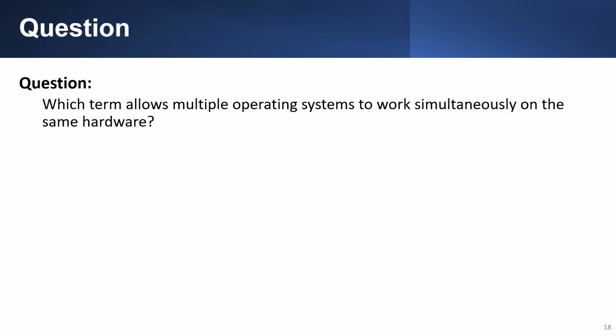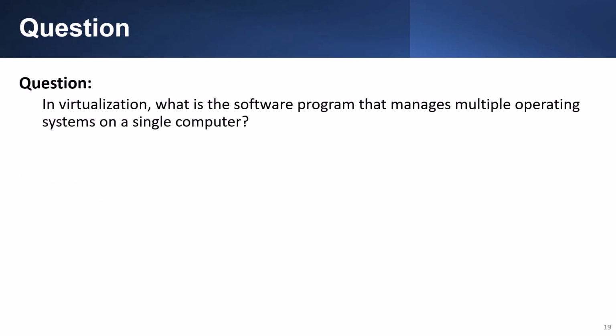Question: Which term allows multiple operating systems to work simultaneously on the same hardware? Answer: virtualization. Question: In virtualization, what is the software program that manages multiple operating systems on a single computer? Answer: hypervisor.